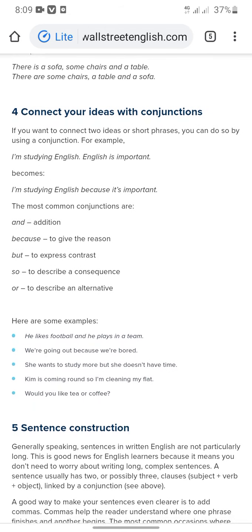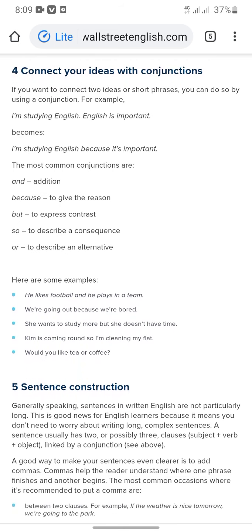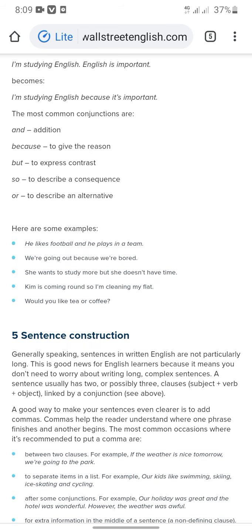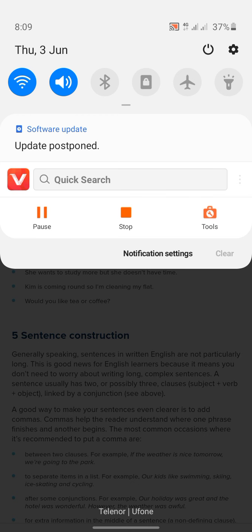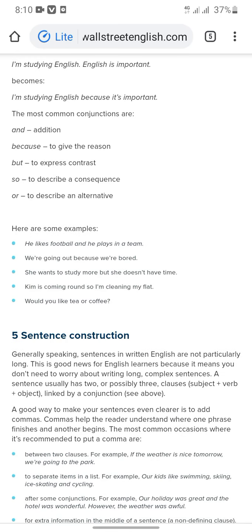So the most common conjunctions are and, to add something, because, to give the reason, but, which is used to express contrast, so, to describe a consequence, and or, to describe an alternative. So here are some examples. He likes football and he plays in a team. We are going out because we are bored.